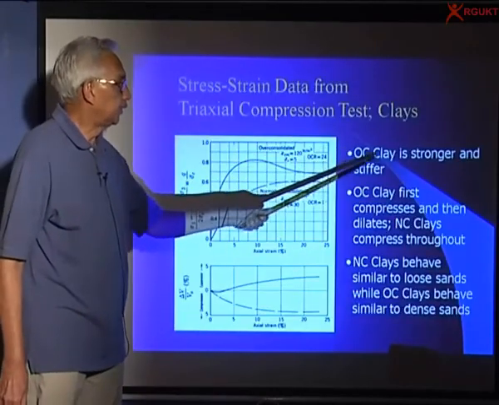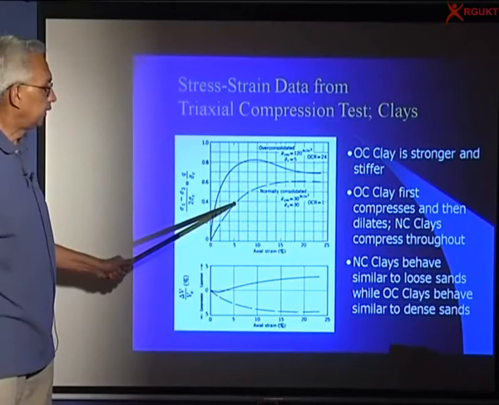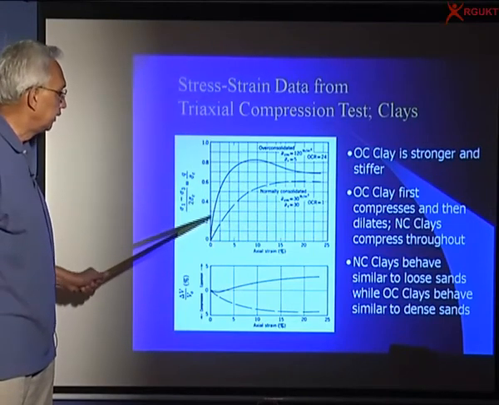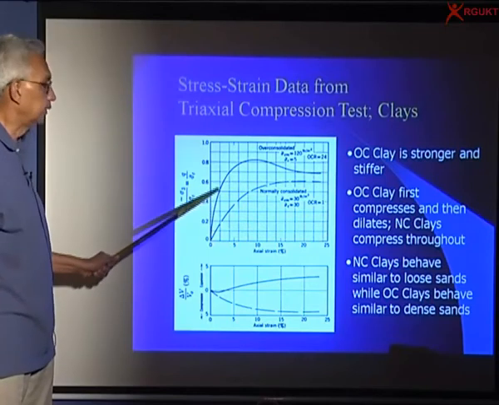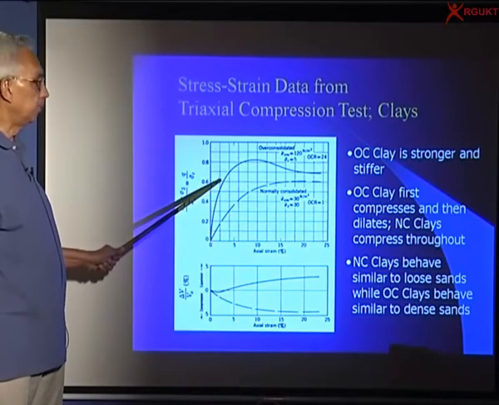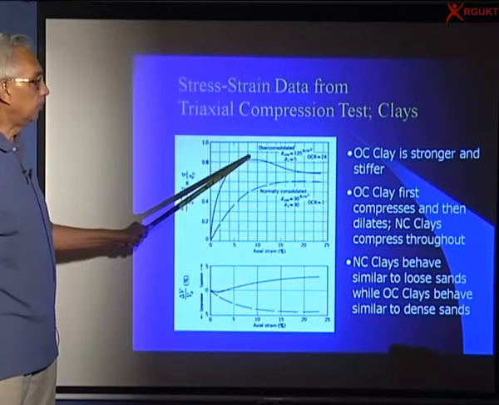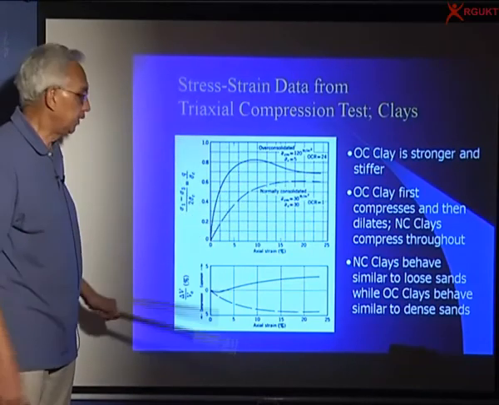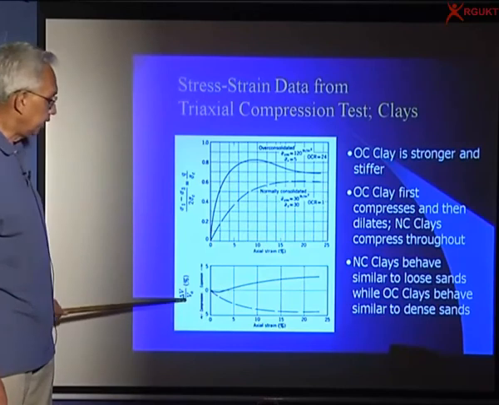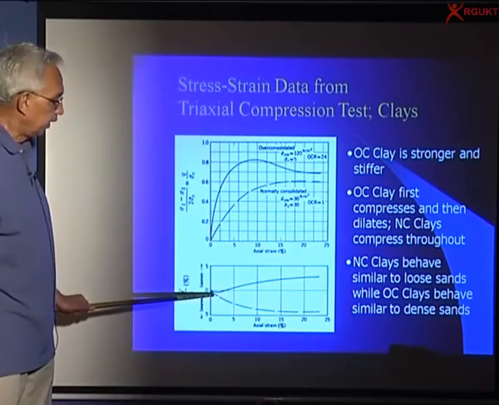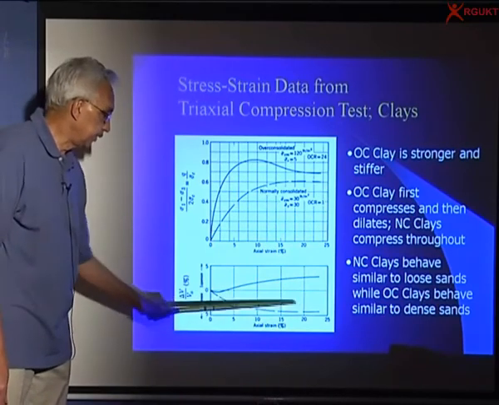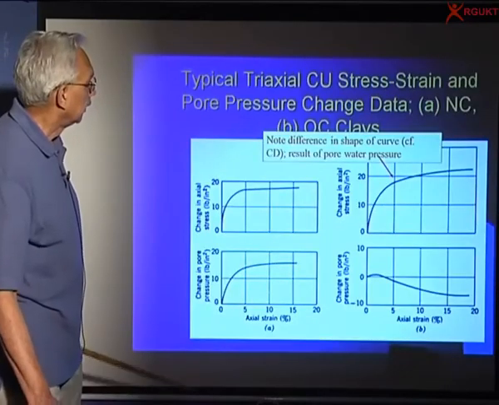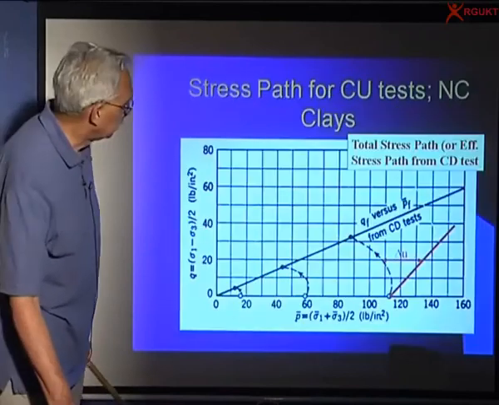Over-consolidated clay is stronger and stiffer. This is normally consolidated clay, and this is over-consolidated clay. You can see the stress strain curve is steeper, so the E value, the modulus of deformation, is high and strength is more, but at large strains, both are approaching each other. And if I look at the volume change for clays too, a normally consolidated clay contracts and an over-consolidated clay dilates. Same thing that we plotted earlier.